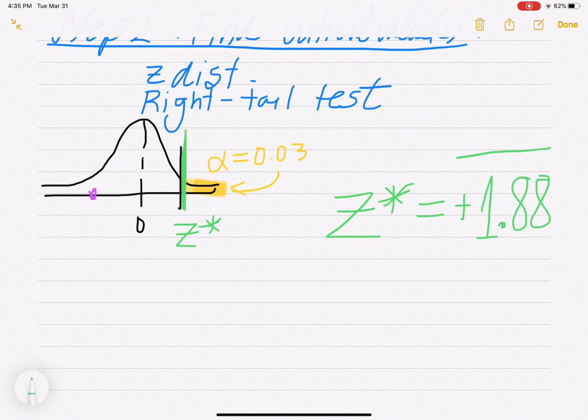You've got to be careful with your signs. Remember, your z table reads from the left tail, so it's going to give you a negative z value when you look up that area, 0.03. The T table reads from the right tail, the z table reads from the left tail. So you have to make sure you get your sign right. When you get a negative and you know it has to be positive, just flip the sign.